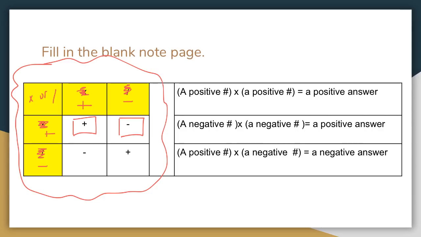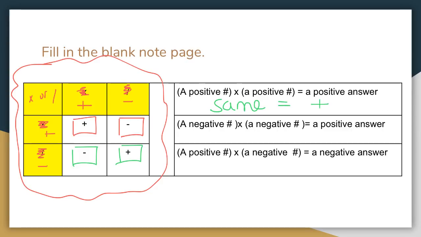Then we have this box. That's where we have a negative and a positive, either being multiplied or divided together. We're going to get a negative answer. And the final box is, if we have a negative times a negative or negative divided by negative, we will get a positive answer.